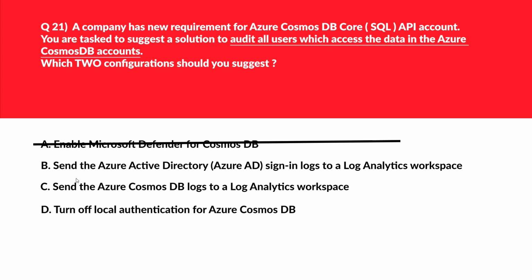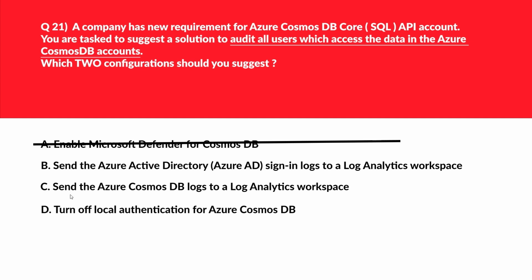Option B says send the Azure Active Directory sign-in logs to a log analytics workspace. Doing this will enable logging of all sign-in activities, including successful and failed attempts by all users accessing the Cosmos DB account. This will provide insight into who is accessing the data and when. This can be the potential answer. We'll keep this because the question is looking for two correct answers.